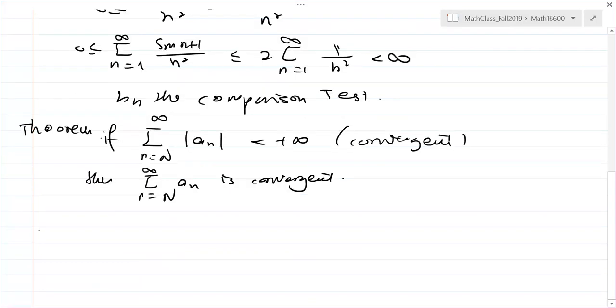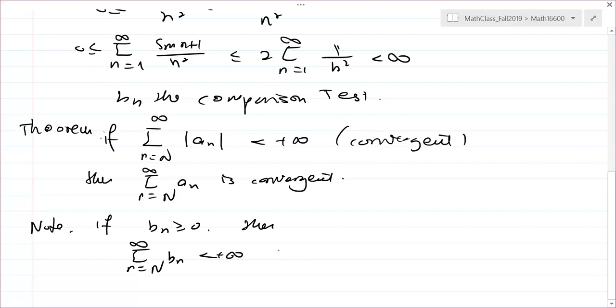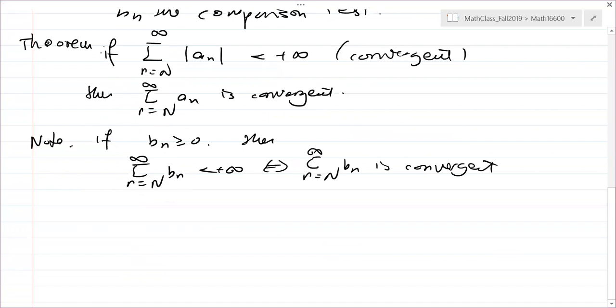I have to put a note here, otherwise sometimes I say convergent, sometimes I say finite. If the series is non-negative, then this is finite, and finite really means it is convergent, because the series only has two cases: either infinite or finite.